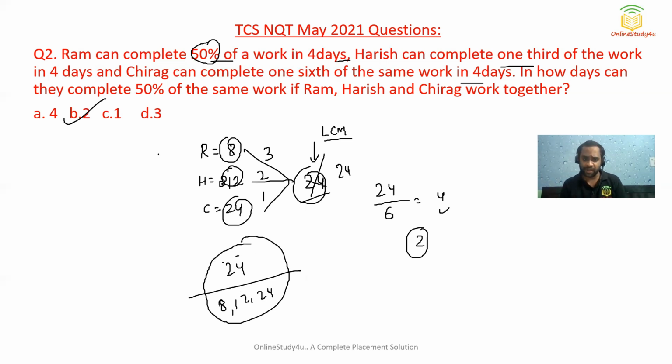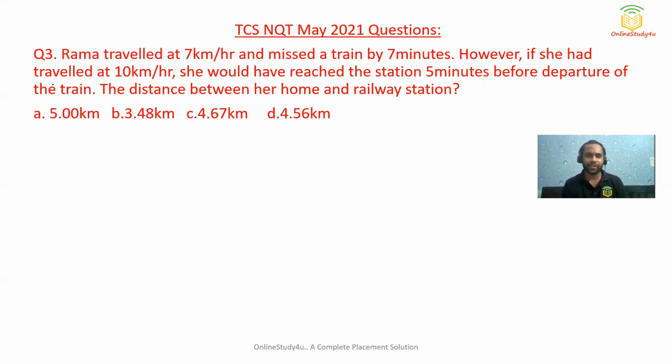Okay. So 24 is a number which will be divisible by all 3. Take that. Somebody says, "Sir, I want to take 48." You take it, man. Nobody will stop you, and you will also get the same answer. So 48 also you can take. 48 will be divisible by 8, 12 and 24. Okay. Now question number 3.